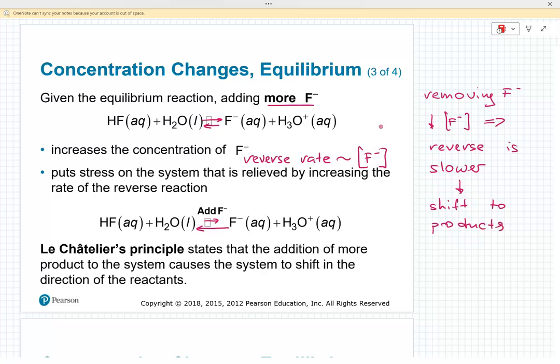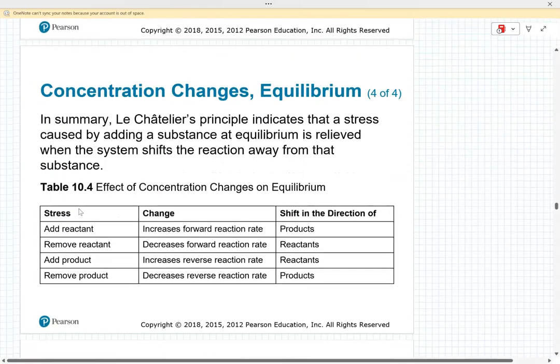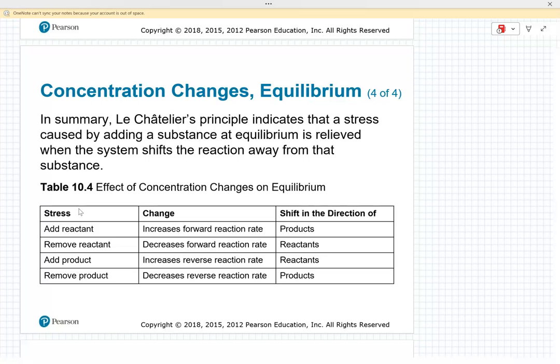So in this reaction, the reverse is going to be slower than the forward one. Sounds good? So this is the summary to where the reaction shifts. You can totally expect these questions to be on the exam next week.